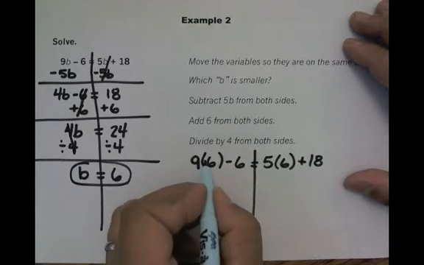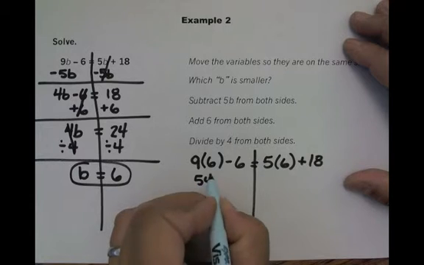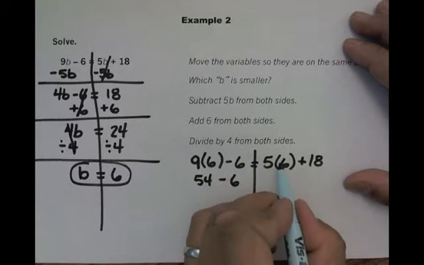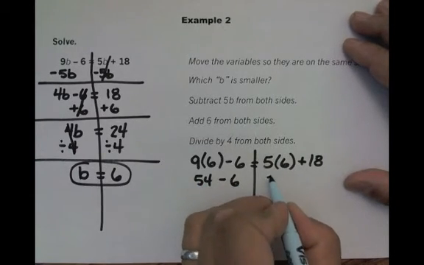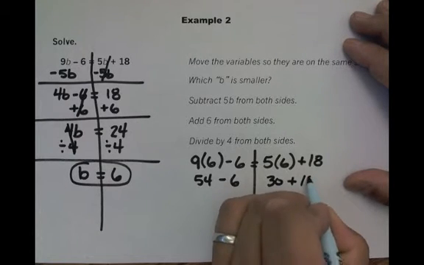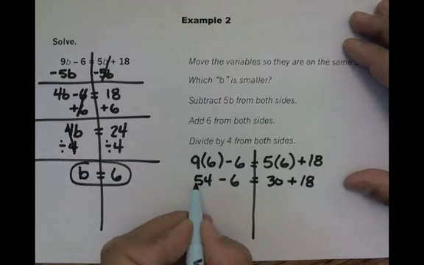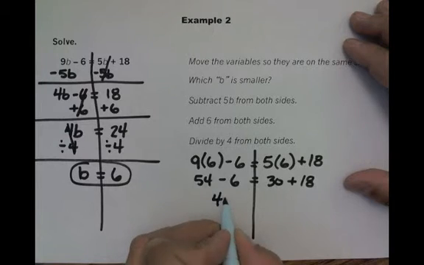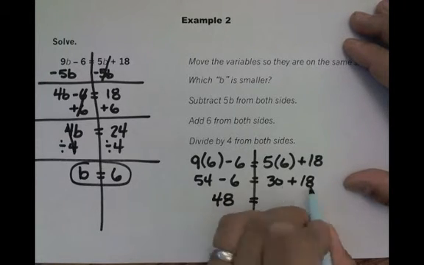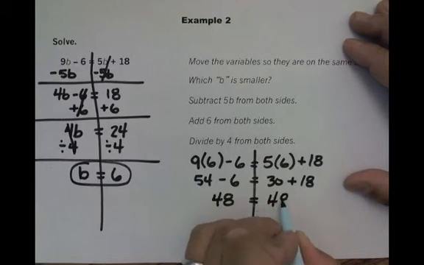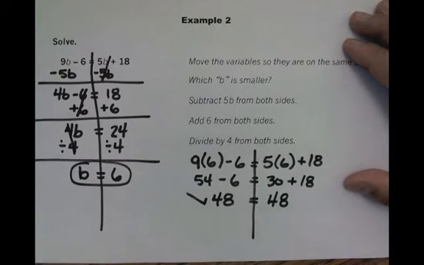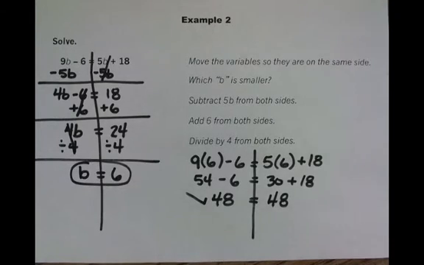Do my multiplication first. 9 times 6 is 54 minus 6. 5 times 6 is 30 plus 18. 54 minus 6 is 48. And 30 plus 18 is 48. And 48 is equal to 48. So again, for the equation 9b minus 6 equals 5b plus 18, the solution is b equals 6.